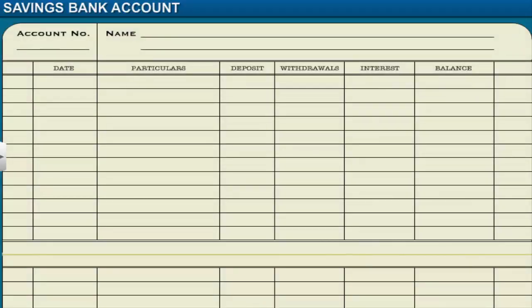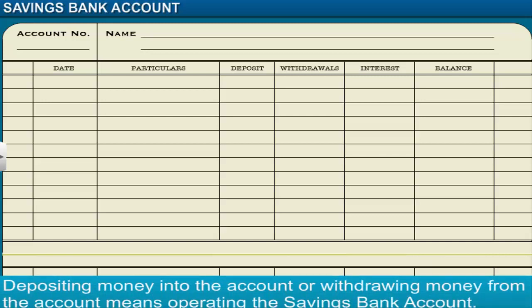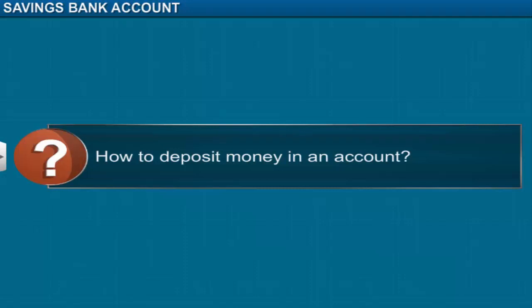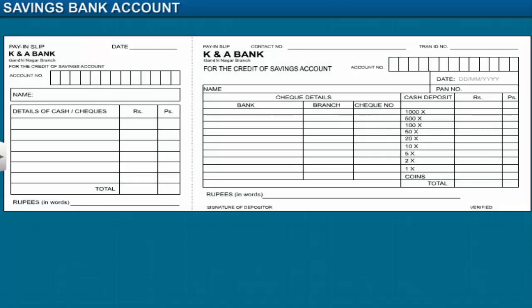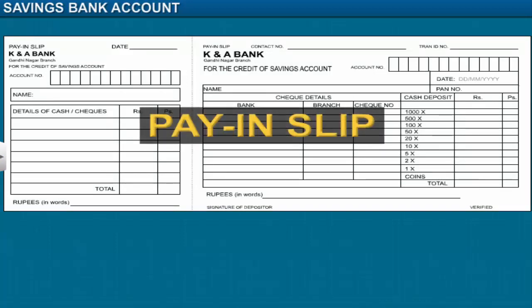The general form of a page of a passbook is as shown. Depositing money into the account or withdrawing money from the account means operating the savings bank account. Let's begin by learning how to deposit money in an account. To deposit money into an account, the account holder needs to fill a pay-in slip.